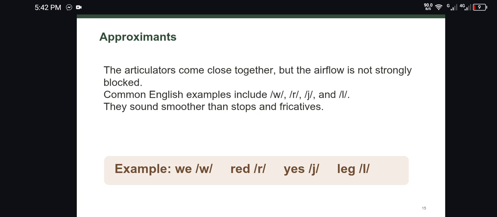Approximants. The articulators come close together, but the airflow is not strongly blocked. Common English examples include W, R, Y, and L. They sound smoother than stops and fricatives. For example, we have the consonant W. The word red, we have the consonant R. And the word yes, we have the consonant Y. Sorry for the typo. And for the word leg, we have the consonant L.